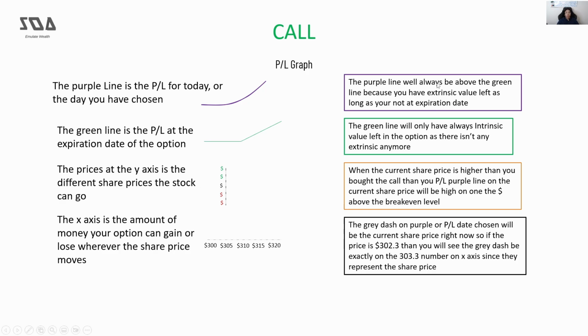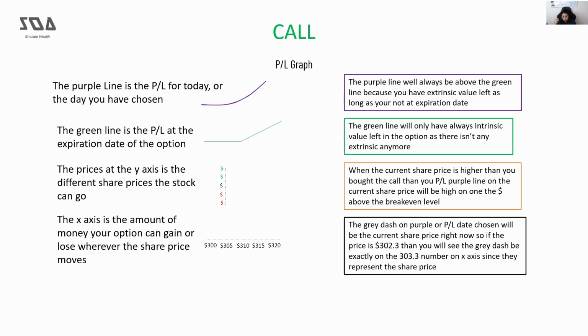Now, the purple line will always be above the green line because you have the extrinsic value left as long as you're not at expiration date. Remember what I told you? That's why you see the P&L graph, the purple P&L or the P&L of today or the day that you're looking at, that's before the expiration, because sometimes people have it as a different color. I have it as purple, but the purple line of the P&L is always going to be above the expiration date P&L, because there's extrinsic value left and a part with intrinsic, but there's more extrinsic.